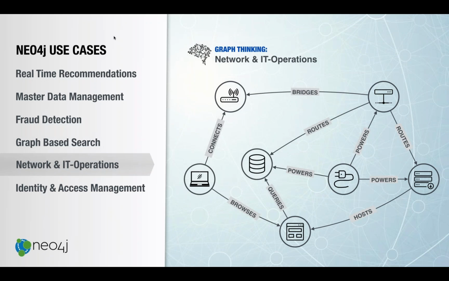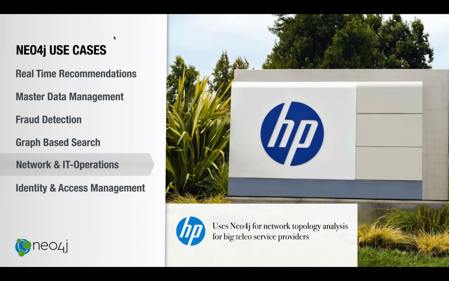Network and IT operations. So think of a data center, virtual machines running on servers, database servers, app servers, all of the different hardware that goes in your IT infrastructure. This is also a graph. And the use cases here usually revolve around finding dependency trees, figuring out, if a certain piece of my infrastructure goes down, what applications are impacted, making sure that I have proper failover, things like that. And HP is using Neo4j for this use case.